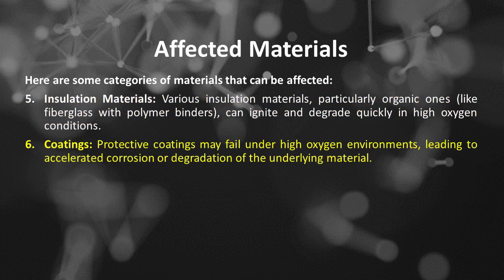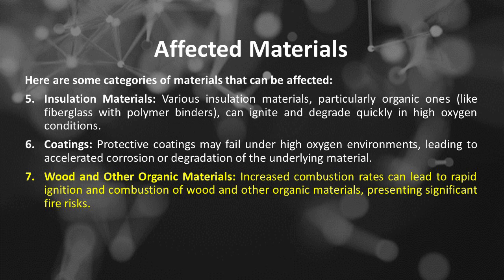Number 6 of categories of materials that can be affected is coatings. Protective coatings may fail under high oxygen environments, leading to accelerated corrosion or degradation of the underlying material. Number 7 of categories of materials that can be affected is wood and other organic materials. Increased combustion rates can lead to rapid ignition and combustion of wood and other organic materials, presenting significant fire risks.